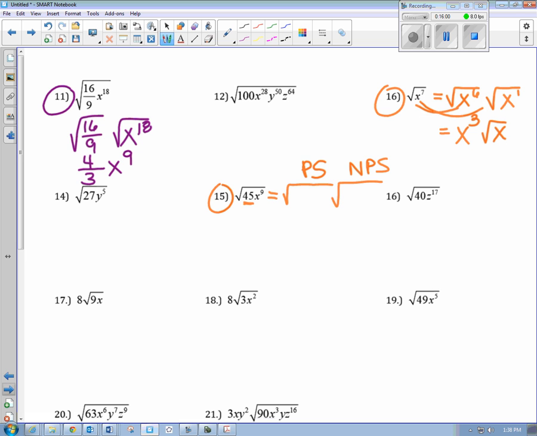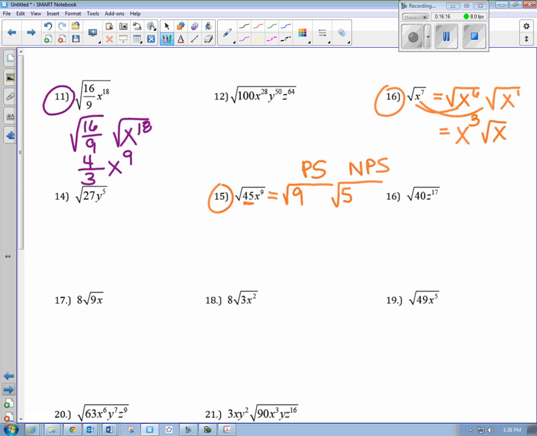I know 45 is not a perfect square. However, there is a part of 45 that is. So if I look at the factors of 45, I know that it's 9 and 5. I'm putting the 9 in the first one because it's the perfect square, the 5 in the second one because it's not a perfect square.